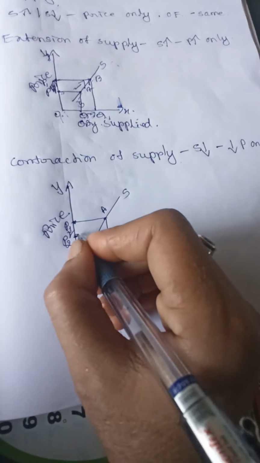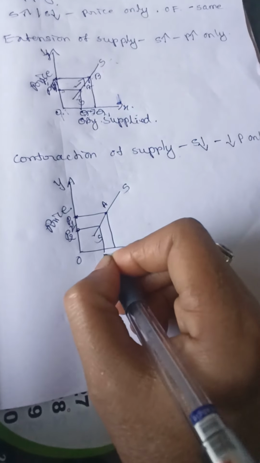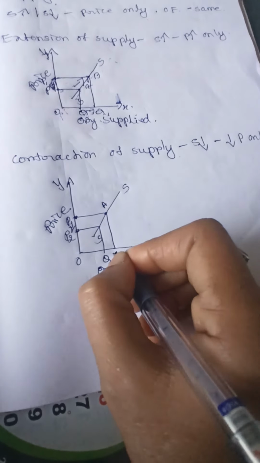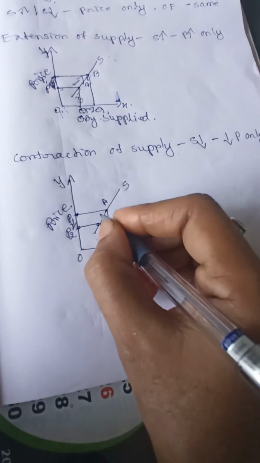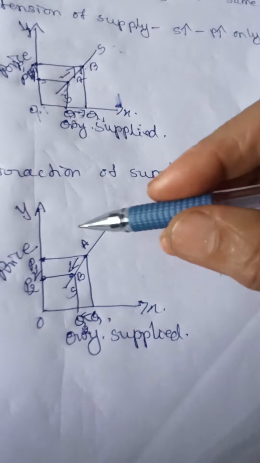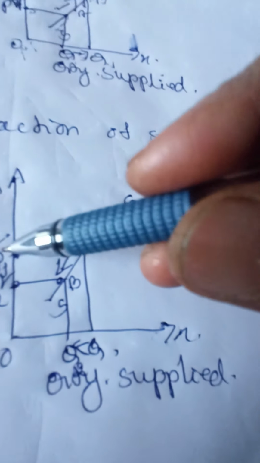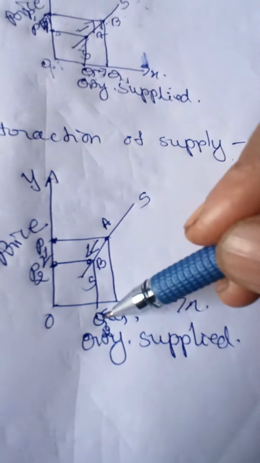Fall. What is the quantity supplied? Where it touches the supply curve, join it to the x-axis. Now Q2. This point you mark as B. So there is a downward movement on the same supply curve. So when the price is OP2, quantity decreases from OQ to OQ2.